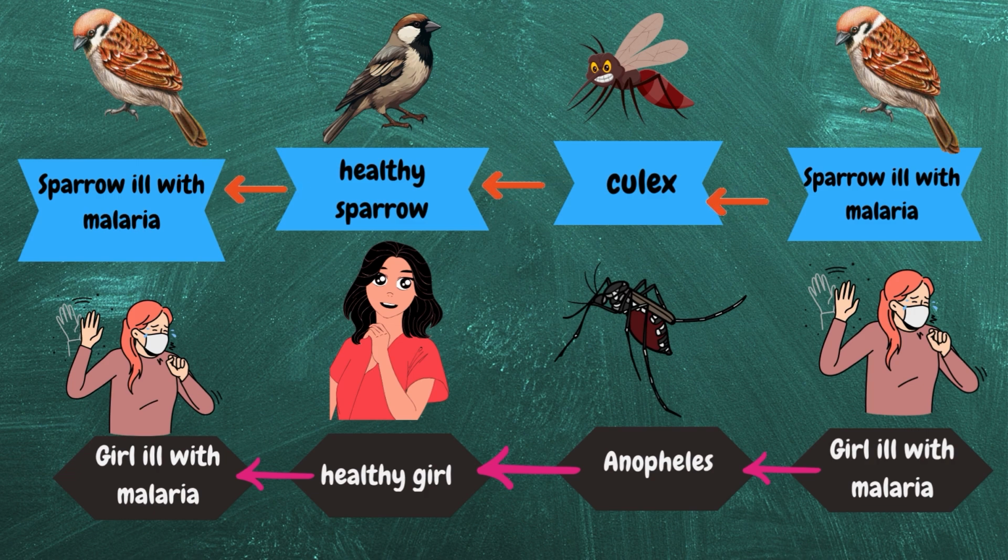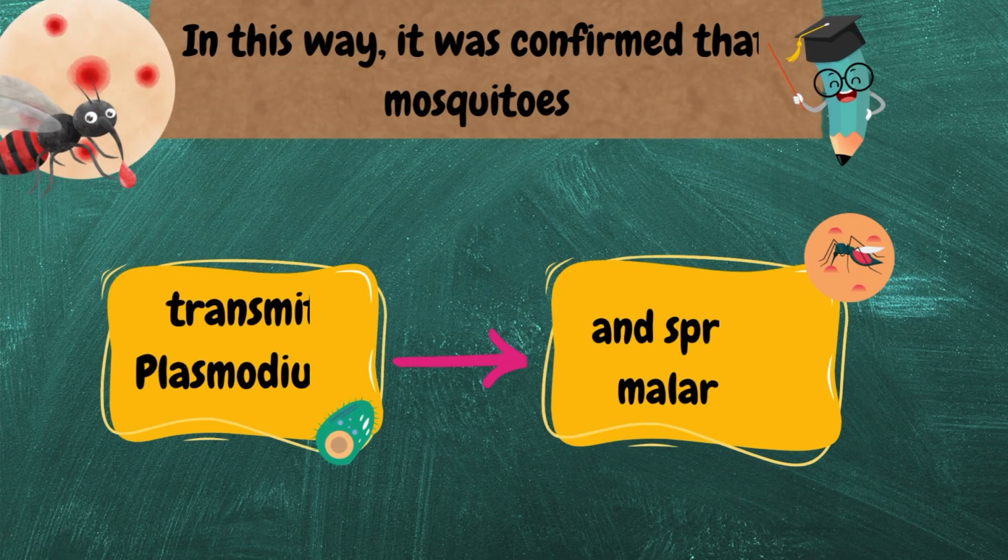In the human experiment, malaria-affected human is bitten by Anopheles mosquito. Then, when this Anopheles mosquito bites this healthy human, this healthy human also becomes affected by malaria. So it is proved that mosquitoes spread malaria. In this way, it was confirmed that mosquitoes transmit Plasmodium and spread malaria.